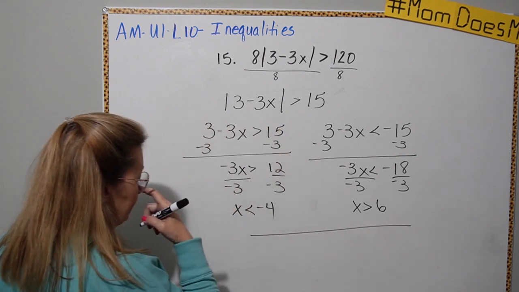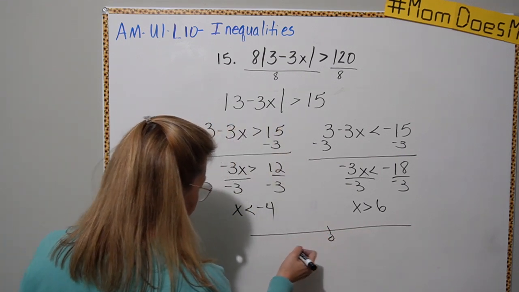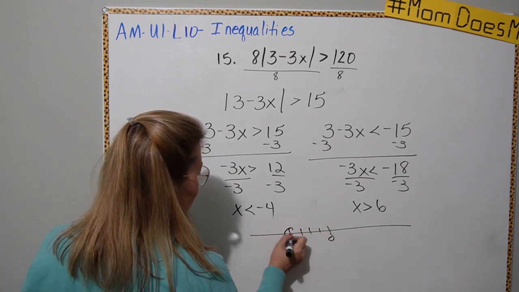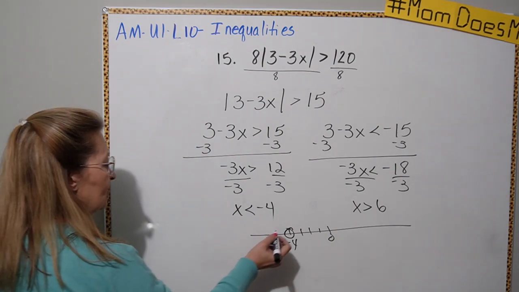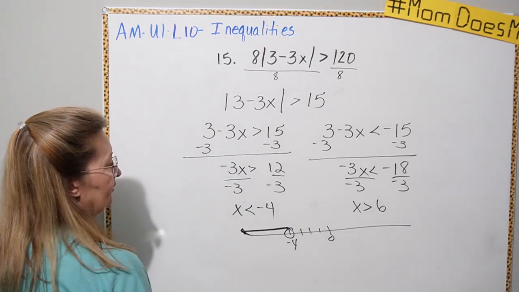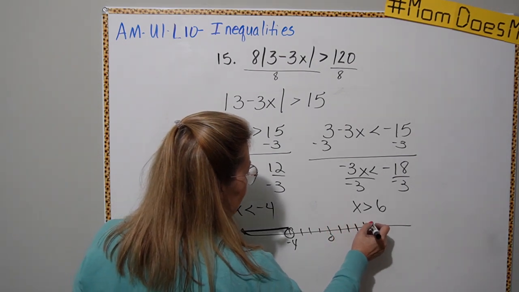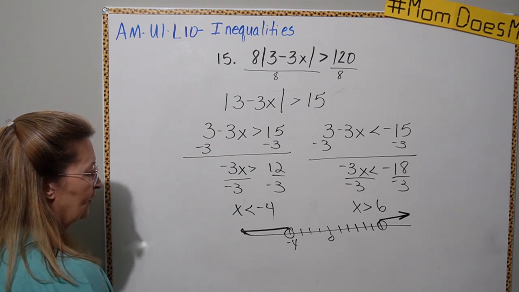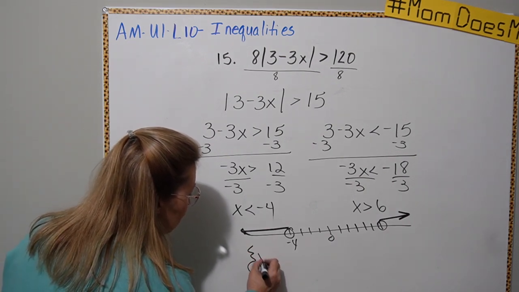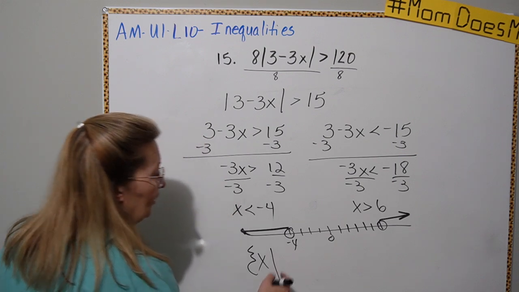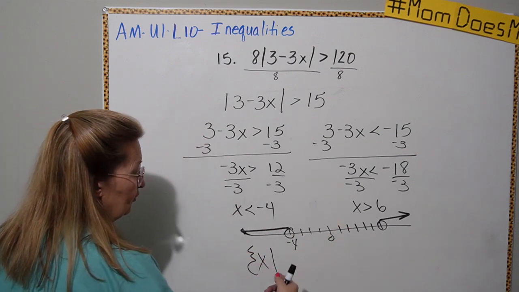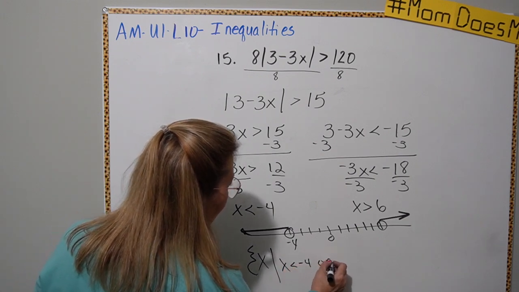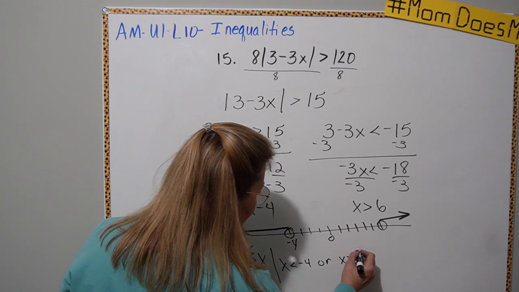All right, let's get a graph because it's usually easier for me to come up with the rest. All right, negative 4, x is less than negative 4, so that's an open circle. Where are the numbers that are less than negative 4? They're over here to the left. All right, 6, open circle. Where are the numbers that are greater than 6? They're off that way. All right, so our set notation, we've got x such that. Okay, we've got two different graphs, so we're going to have two different parts here. The first one, x is less than negative 4, or x is greater than 6.